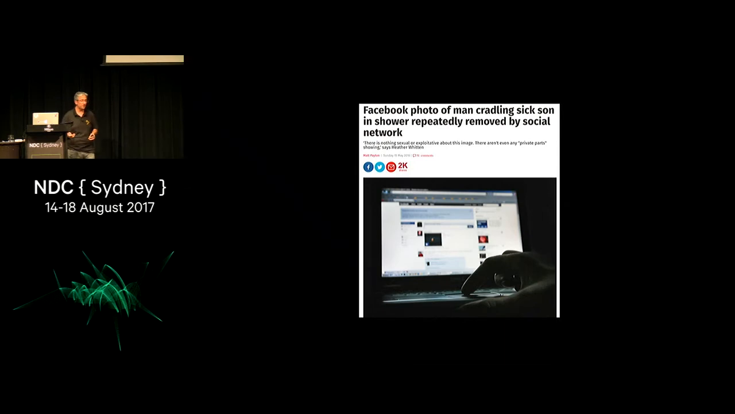And then, Facebook photo of man cradling sick son in shower repeatedly removed by social network. Why? It's pornography, apparently, right? Or breastfeeding removed. Why? It's pornography, apparently. So wait a minute. Who is to decide what is valid and what is not, right? And if you're removing some things, how do I know about the cases that you're not removing? How do I know about what is actually coming into my feed or not coming into my feed?